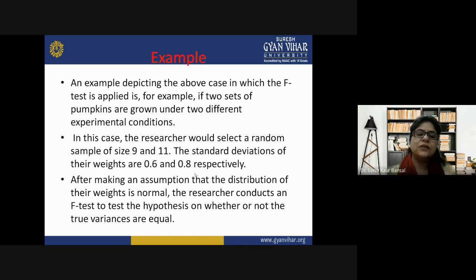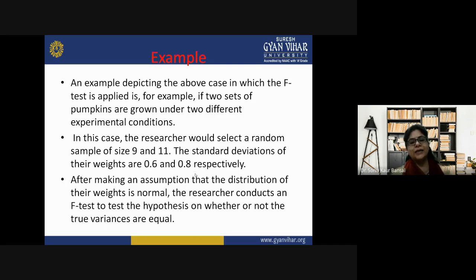So we are finding out whether the variances are actually equal or not in the two sets of populations. We are just checking that. Let us look at this example once again, which depicts the above case in which the F-test is applied. The two sets of pumpkins are grown under two different experimental conditions. Maybe it is a geographical condition or any environmental condition. So they are grown in different experimental conditions.